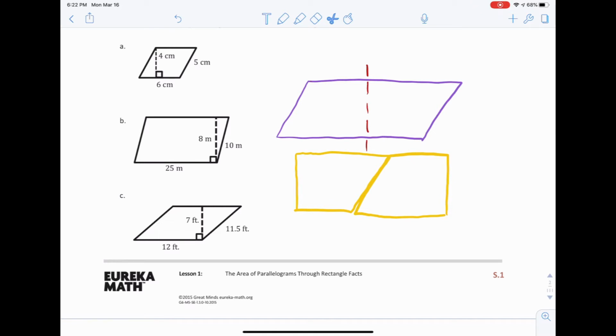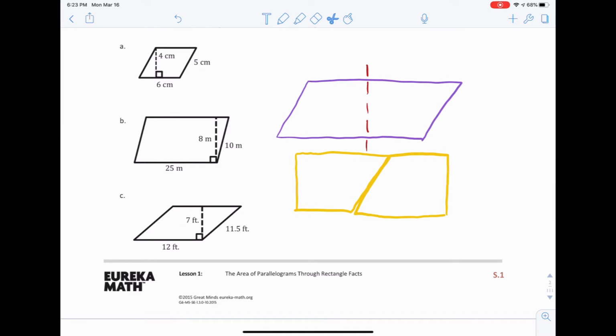Now I admit this is not the best of drawings. Actually, this works really well when you get a parallelogram and you cut it. You actually physically cut the paper, move it around. But we get a rectangle. I move the piece around, I get a rectangle.